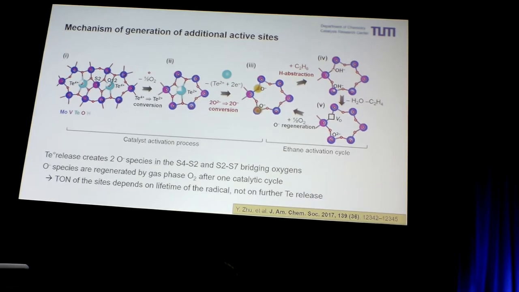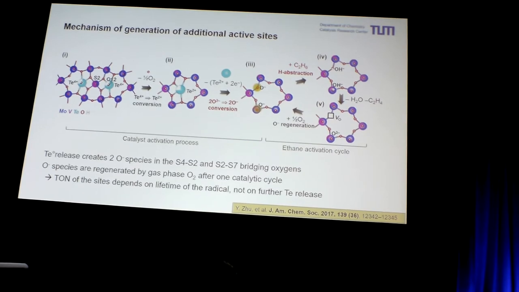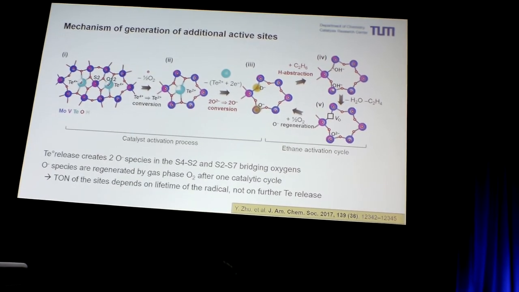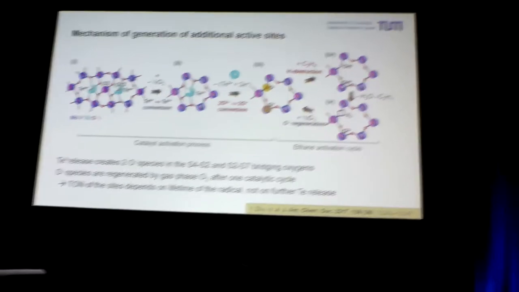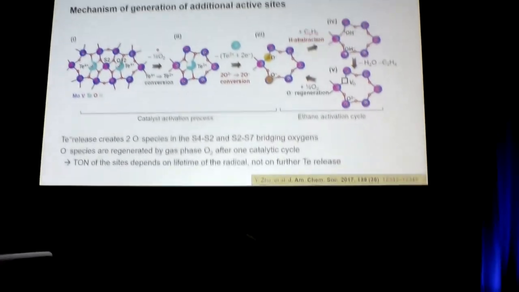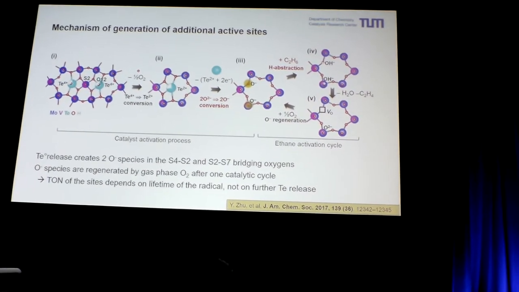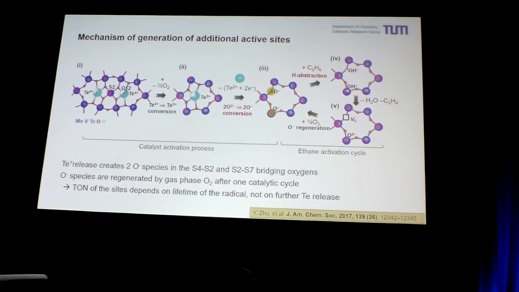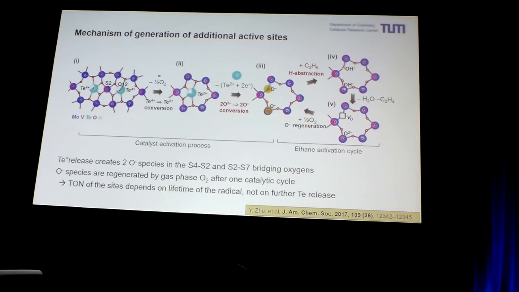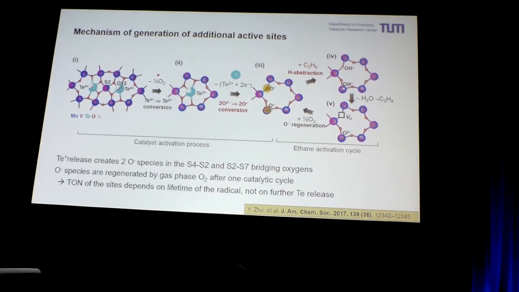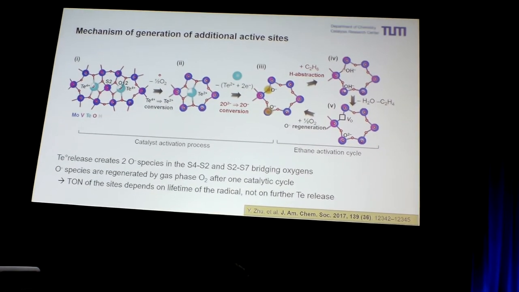What I would like to emphasize is that in order to have multiple turnovers in this part, we only depend on the lifetime of this O minus radical species. We don't need to emit a tellurium unit every time that we want to activate a molecule of ethane. So we expose this material under reducing conditions. Some of the tellurium, not all of it, leaves the material, and by doing that, we generate additional sites that can perform the reaction.